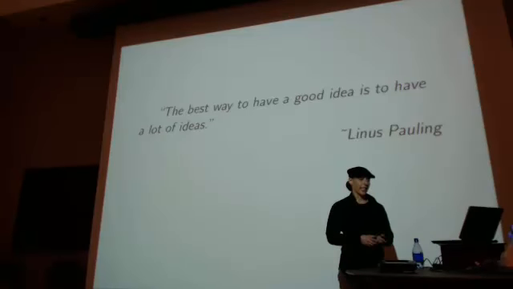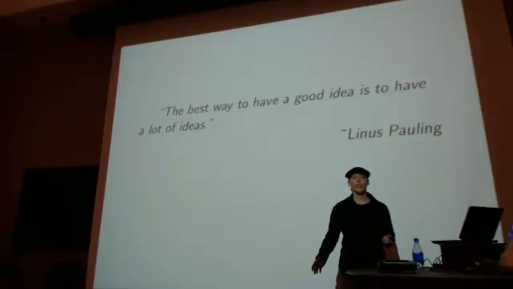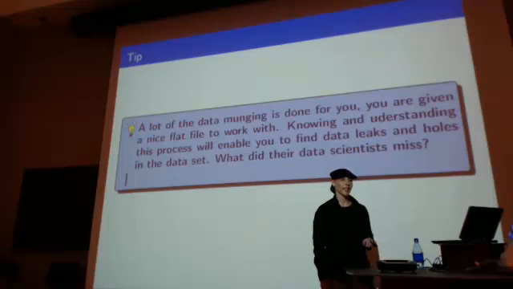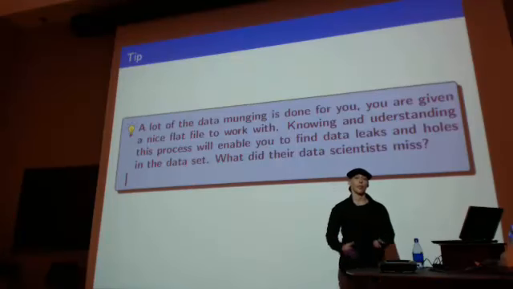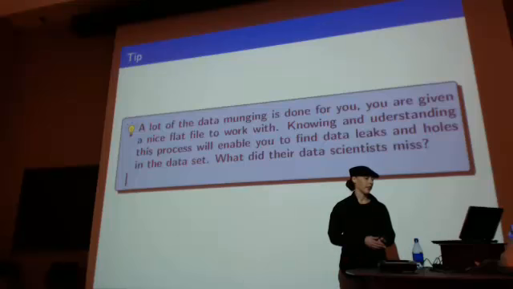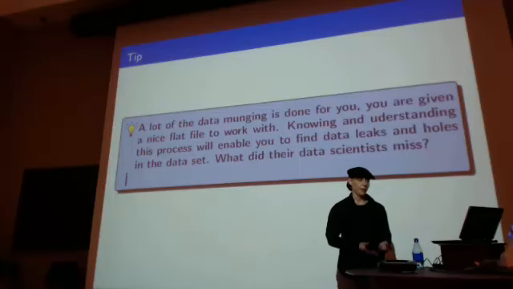The best way to have a good idea is to have lots of ideas. So just try a lot of different things. You know, maybe something's going to work. And so knowing and understanding the process, look for data leaks and holes in the data set. Look for things that are wrong. Look at your variables and look at things that seem to be amiss and distributions that are abnormal. I mean, data scientists aren't perfect.